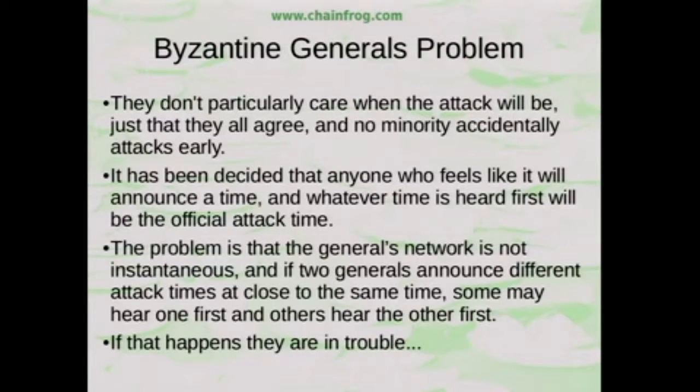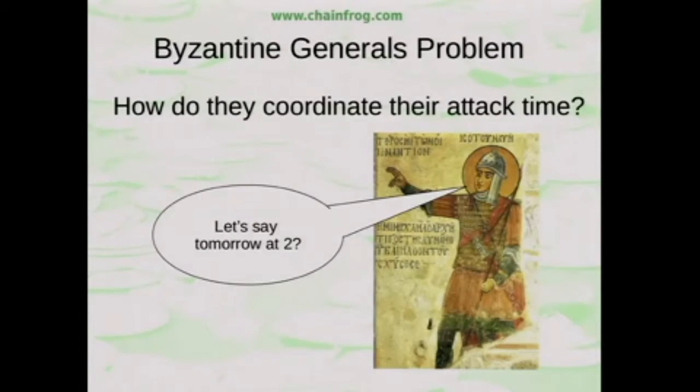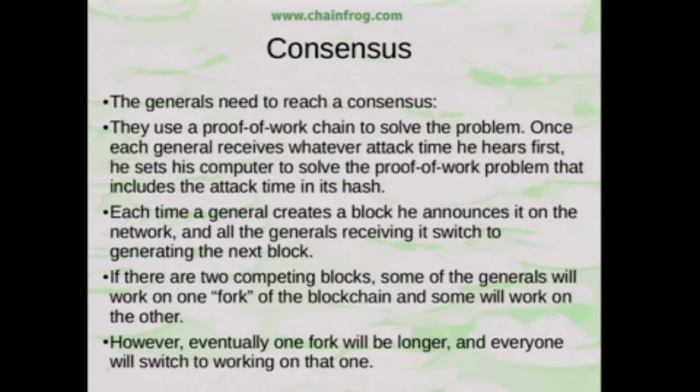But the problem is that the network is not instantaneous. So if two generals announce a different time at close to the same time, some of the generals are going to hear one attack time and some are going to hear the other attack time, and if that happens, they're in trouble. So that's the problem. Here's a Byzantine general. And how are they going to coordinate their attack time? So they need to reach what's called a consensus.